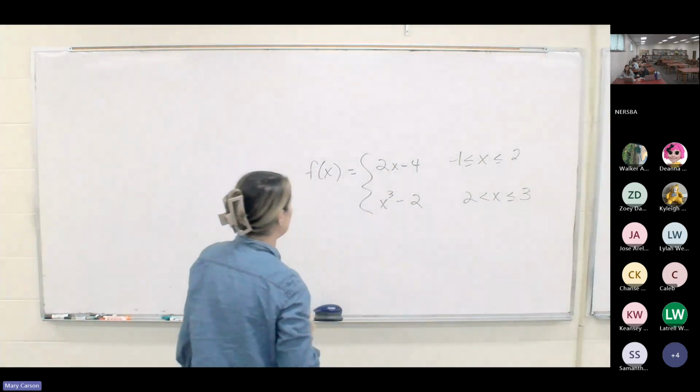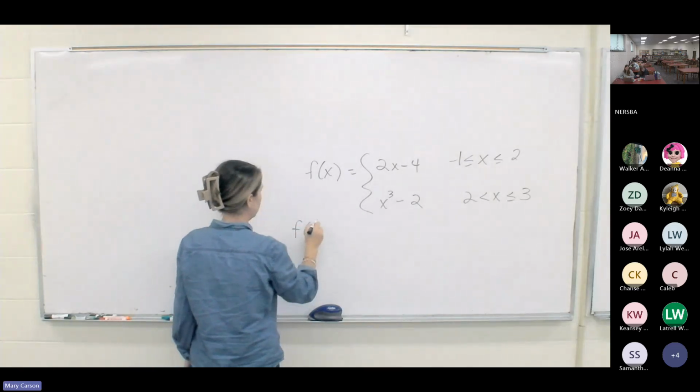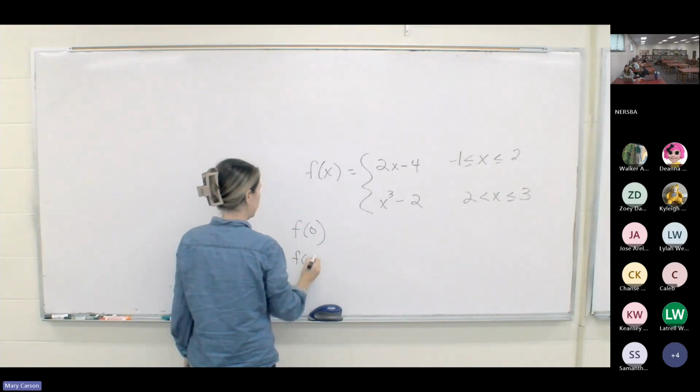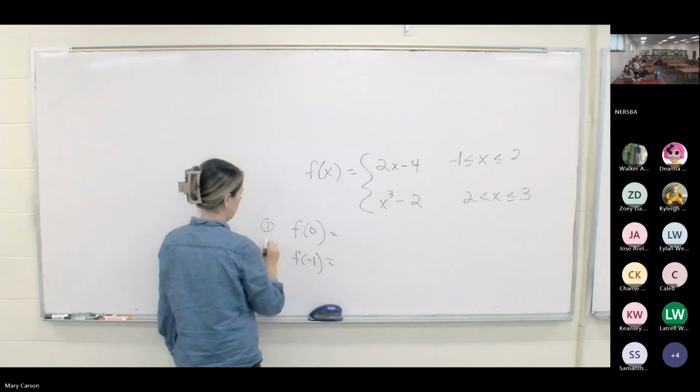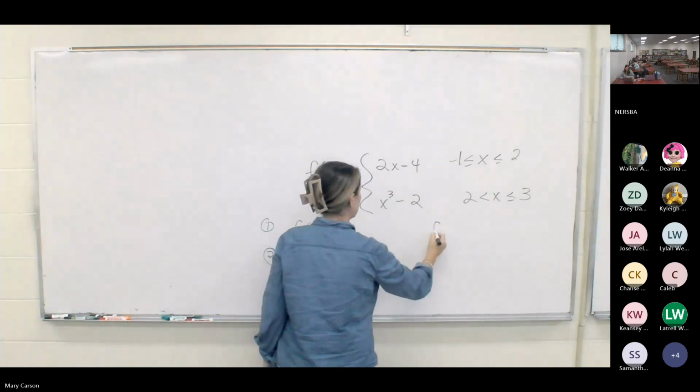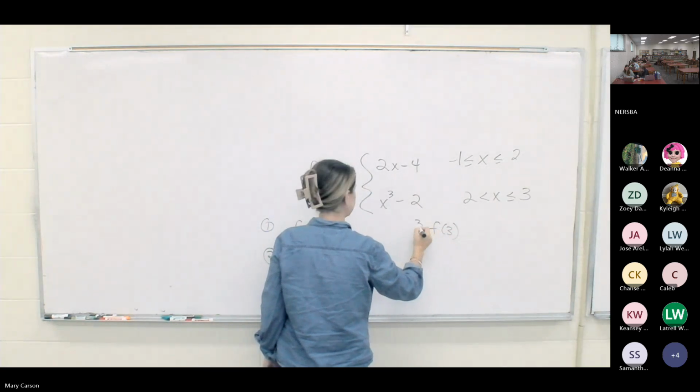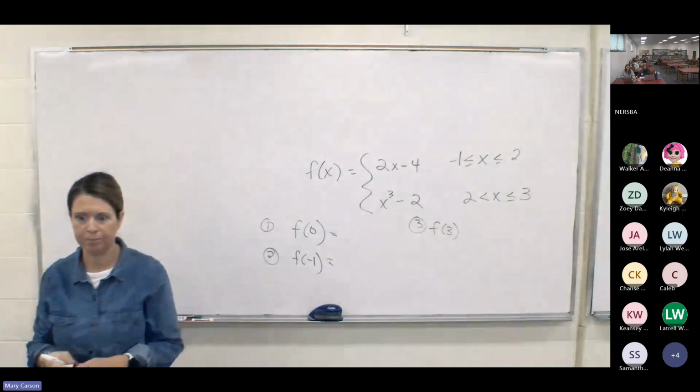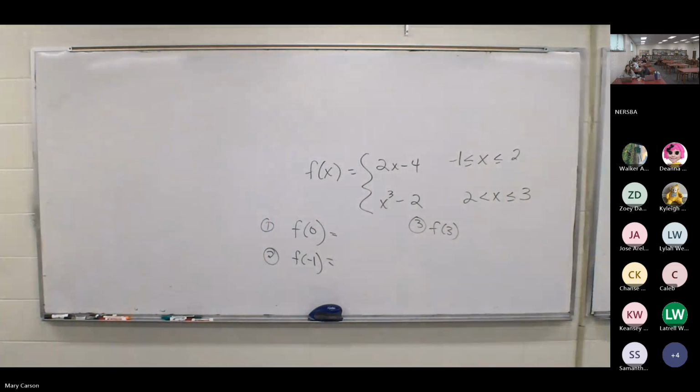Okay. And I want to find f of 0, f of -1, f of 3. Okay, you guys do that one for me. Okay, so we've got 2x minus 4 when x is less than or equal to 2, but greater than or equal to -1. And then you've got x cubed minus 2 when x is less than or equal to 3, but greater than 2.